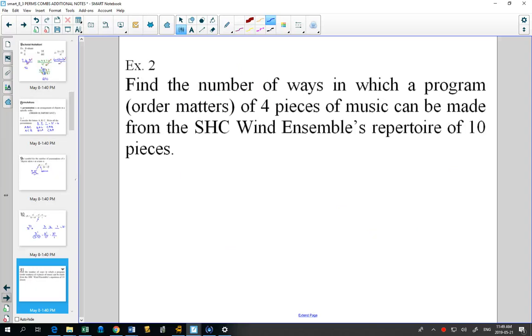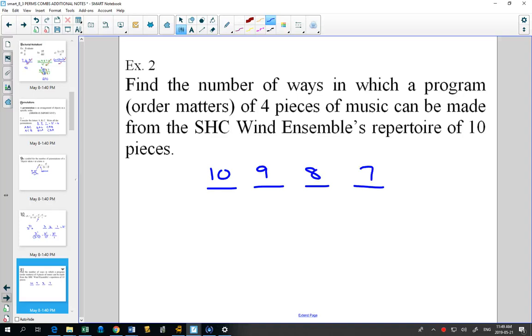So when you get a permutation question, you could give your answer in permutation form, but most of the time, if you were asked to solve this, you'd use spaces. So the wind ensemble has 10 pieces of music. They're wanting to make a program with 4 pieces of music, and the order matters: what they play first, what they play second, what they play third, and fourth. So you have 4 decisions to make. 10 choices, then 9, then 8, then 7.